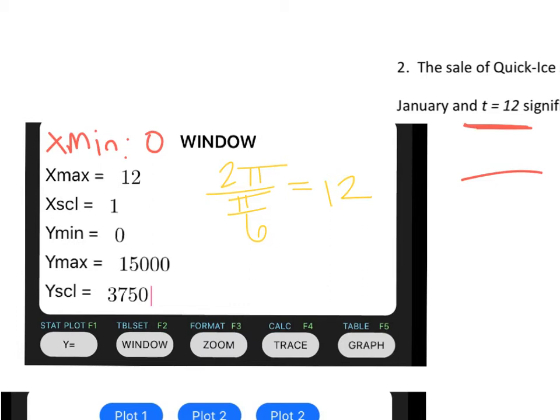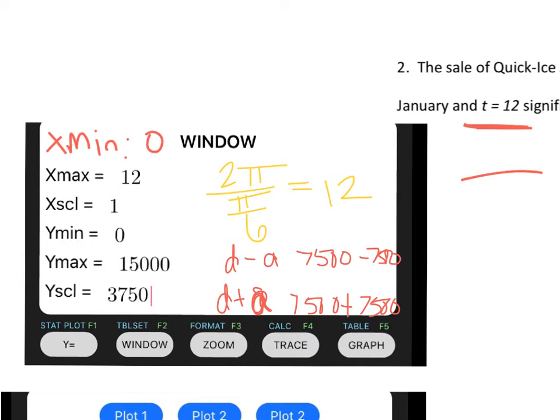My Y min and my Y max, remember I did the formulas. So the formulas are D minus A and D plus A. Oh, I wrote an 8. That's weird. Okay, D plus A. All right, so D minus A is just 7,500 minus 7,500. So that's why we have 0 there. And then D plus A would be 7,500 plus 7,500 and that's why my y max is 15000.